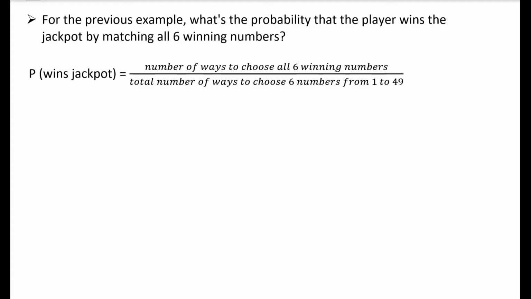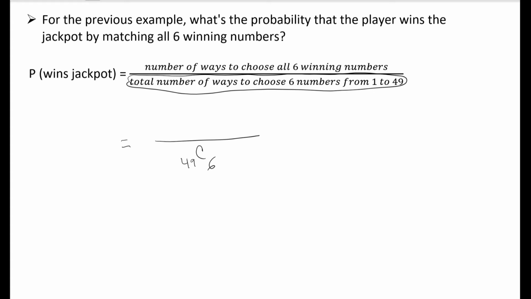Notice that we already did this earlier. We did this part in the previous example. Choosing the total number of possible 6 numbers is going to be given by the combination of 49 objects taken 6 at a time, or 49 choose 6. So on the denominator, we have 49 choose 6.